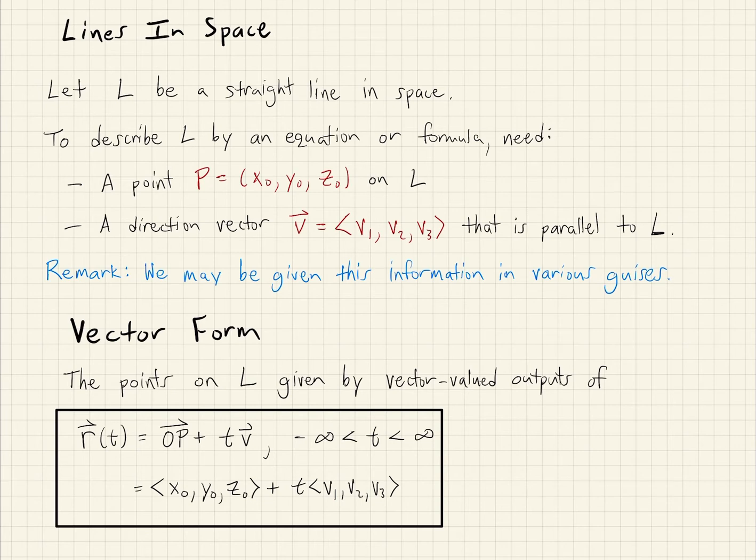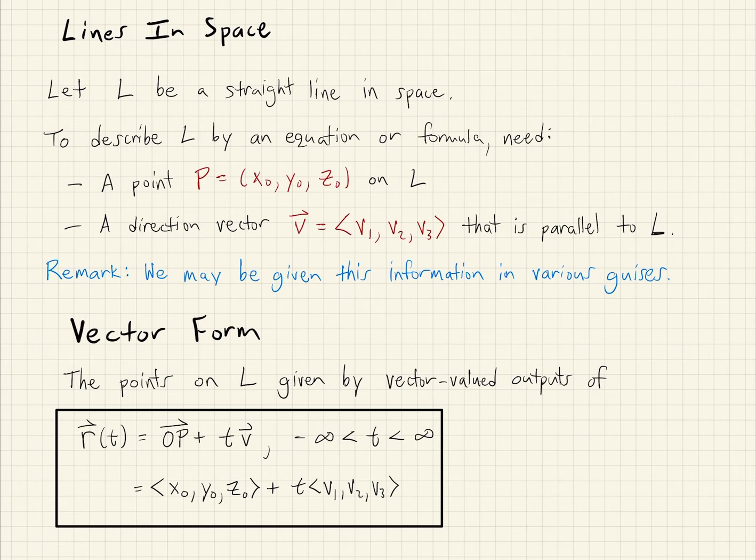It goes like this. The points on the line L are given by the vector-valued outputs of the following function. The function is this function here, r of t. The vector arrow over r is indicating that this function is a vector-valued function. That means the output of this function is a vector. The input, this variable t, is a real number, and the inequality on the side is just saying that t is going to run over all real number values. In other words, the domain of this function is all real numbers.